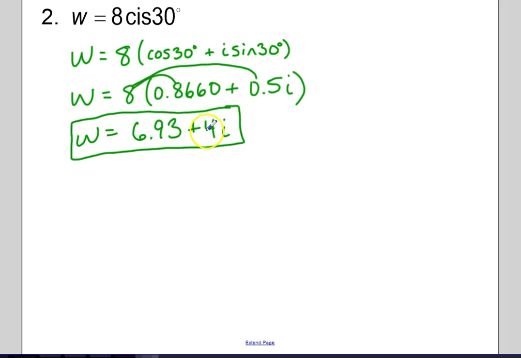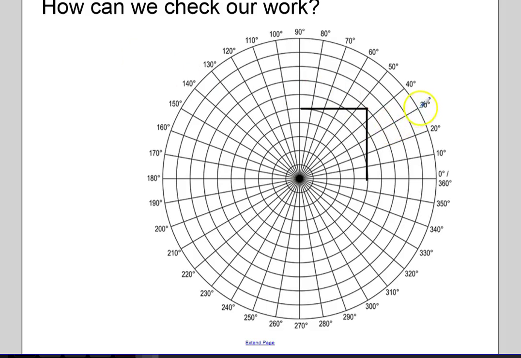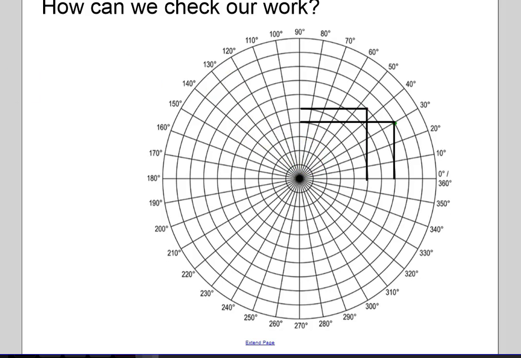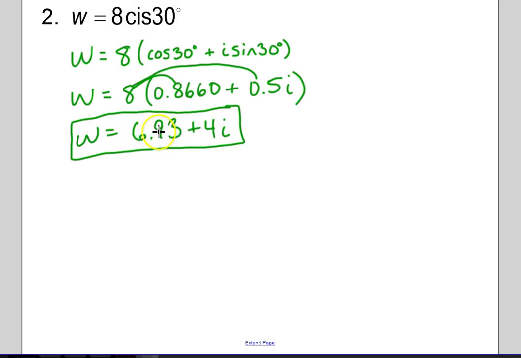Okay, and of course, we can check this one as well. 6.93 and 4i. Well, if I have 8 cis 30, that means I'm on the 30 degree, the radius of 8. Let's take that same technique of going straight down. I'm using this line tool. Put my cursor there, hold the shift down, it will go straight down. And I'll go straight across to the imaginary axis. And let's see if that makes any sense. My points again were a real component of 6.93, practically 7 for round numbers, and 4i.